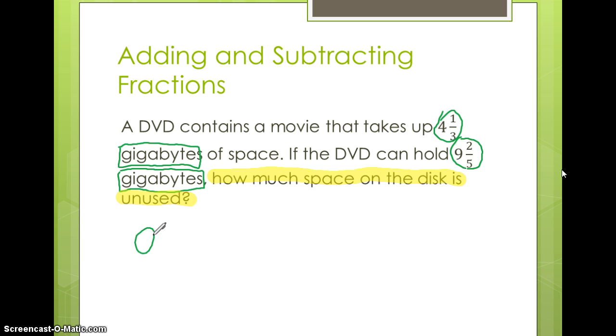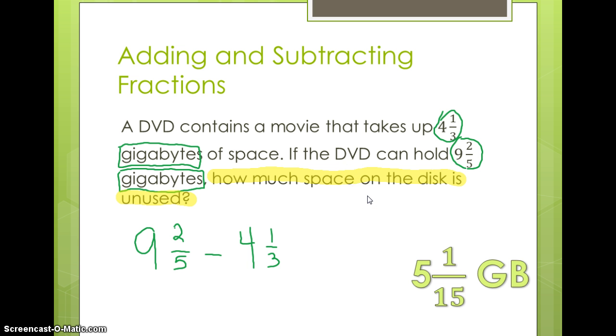Which you will do 9 2/5 minus 4 1/3. And if you put it in your calculator correctly, you should end up with 5 1/5 gigabytes.